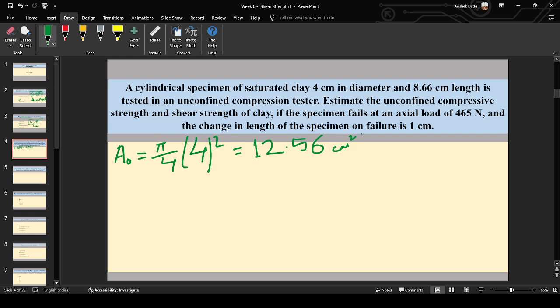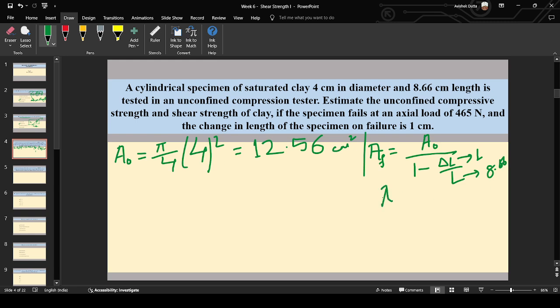So for that, the changed area A final, A0 and A final will be equal to how much? It will be equal to the initial area divided by 1 minus the axial strain. What is strain? Strain is change in length divided by the original length. This change in length is 1 centimeter. Original length is how much? 8.66, and A0 you have found out already.